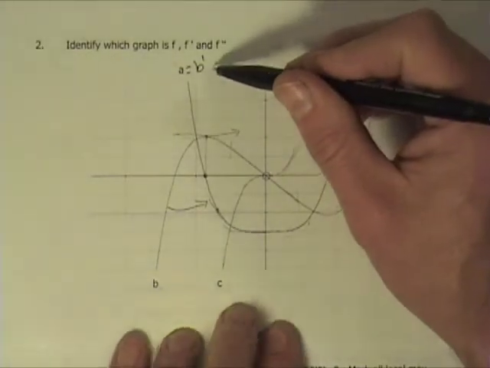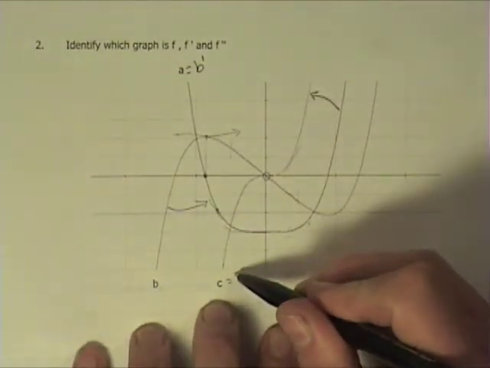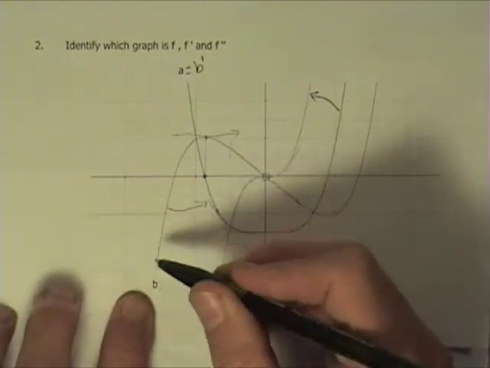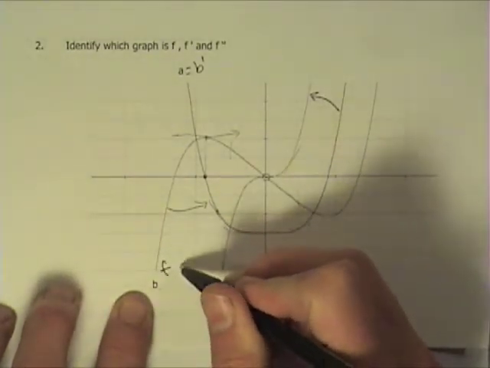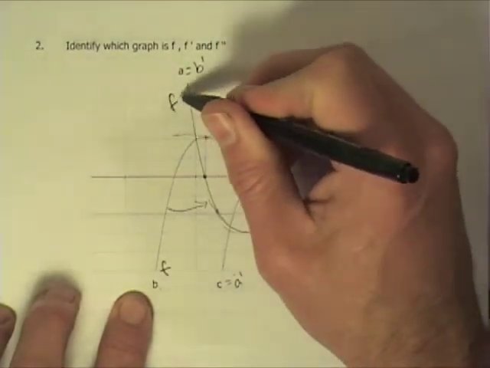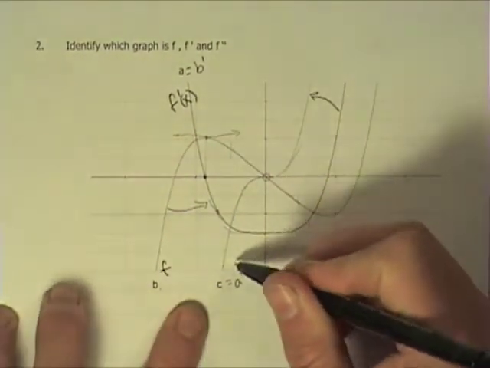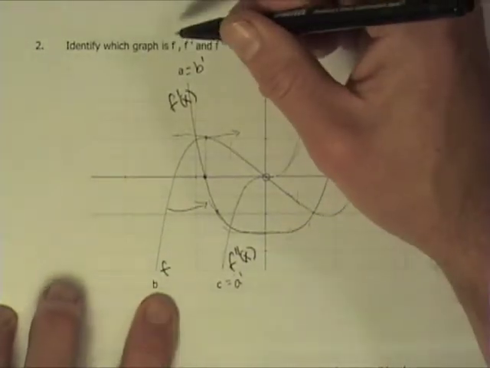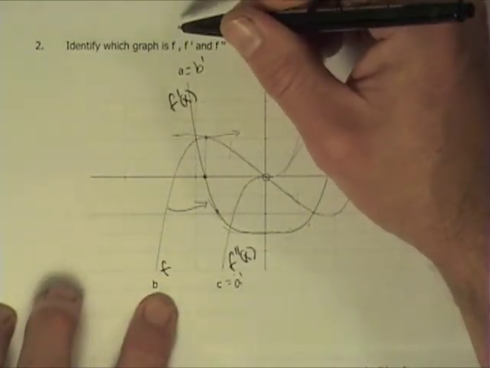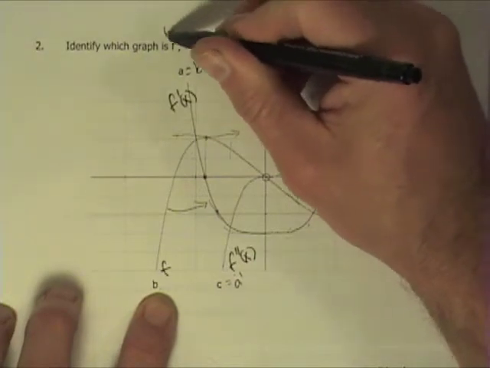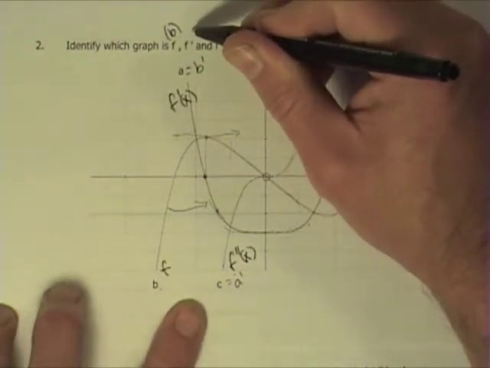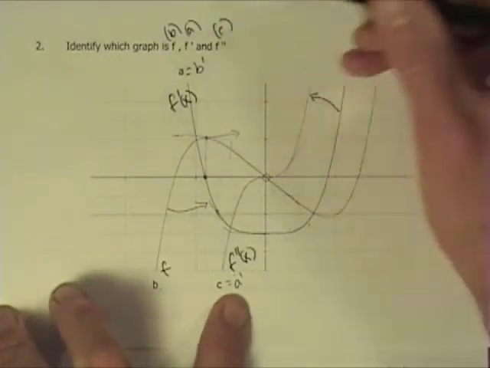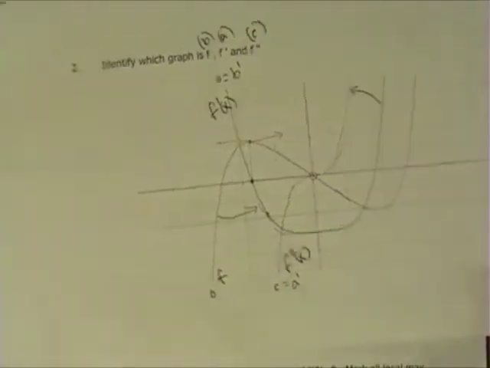So that means that C is equal to A prime. So that would make this be the original function f. This would be f prime, and this one would be f double prime of x. Okay, so if you want to answer it this way, f is B, f prime is A, and f double prime is C. All right, so BAC. All right, move.